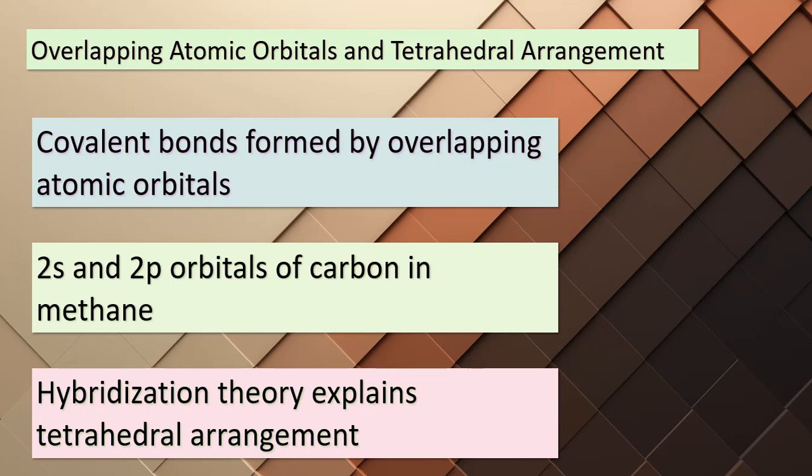Here's where hybridization theory comes in. The carbon's 2s and 2p orbitals undergo sp3 hybridization, leading to the formation of 4 equivalent hybrid orbitals. These hybrid orbitals align themselves tetrahedrally, perfectly accommodating the arrangement of the hydrogen atoms. This explains how the seemingly non-directed 2s and 2p orbitals manage to create a tetrahedral arrangement.